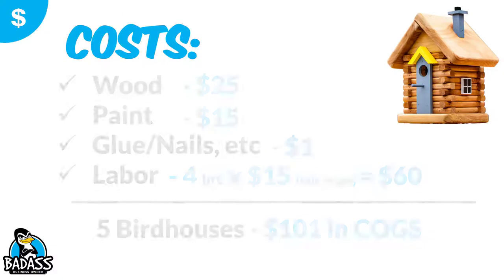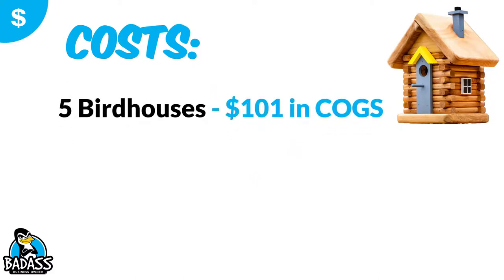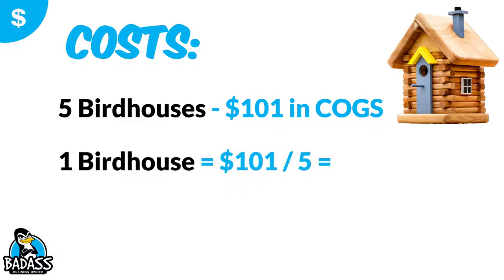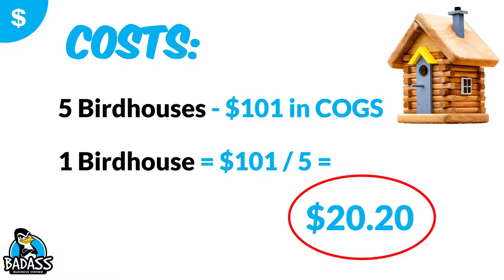But because we're trying to figure out the price for one birdhouse, we have to take those same numbers. Five birdhouses are $101 in cost of goods. Take that to find out one birdhouse. We divide it by the five birdhouses that we made, and that's going to tell you that the cost for one birdhouse is $20.20. That's our cost of goods for this one birdhouse. And we're going to use that now to figure out how to price.